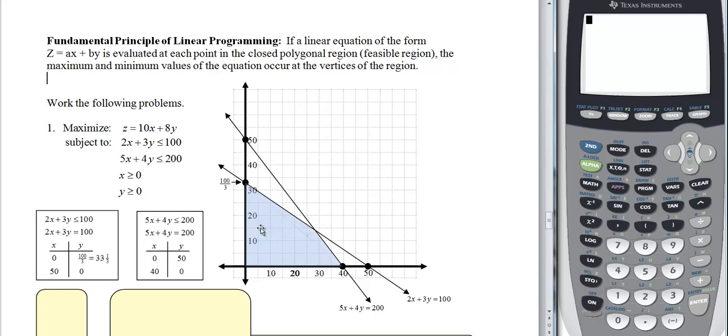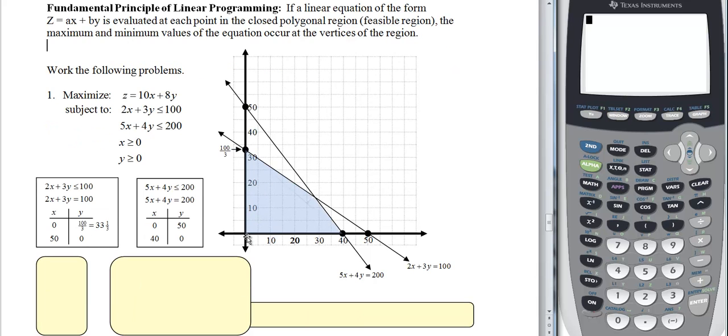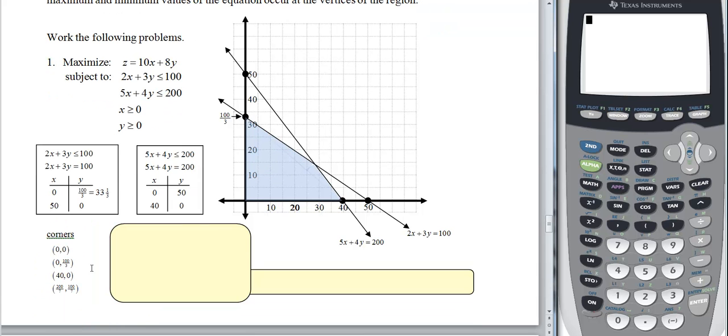Okay, so when I list my corners, I have got 4. I've got my origin. I've got this, which would be 0, 100 over 3. I've got this one, which is 40, 0, and I've got this where they intersect. So see if you ended up with this list as your corners.